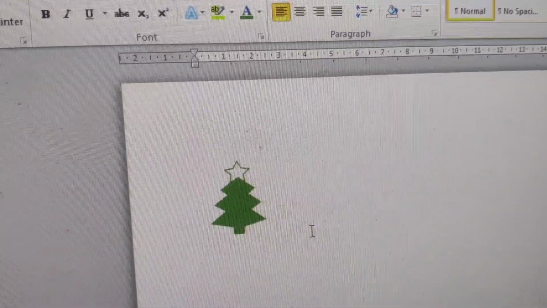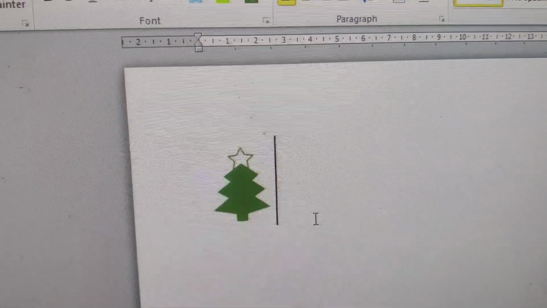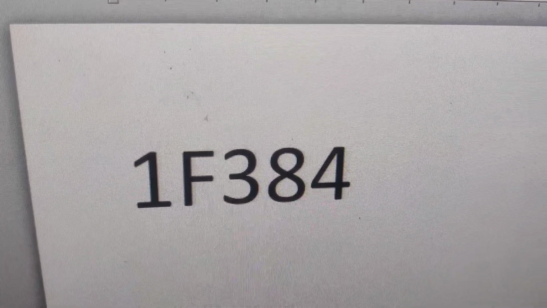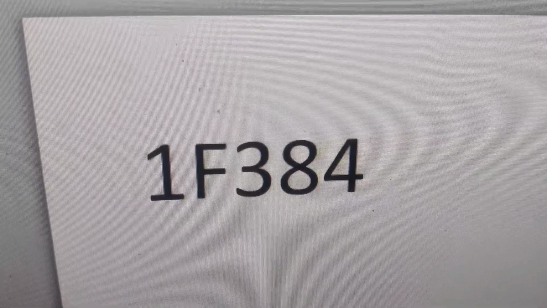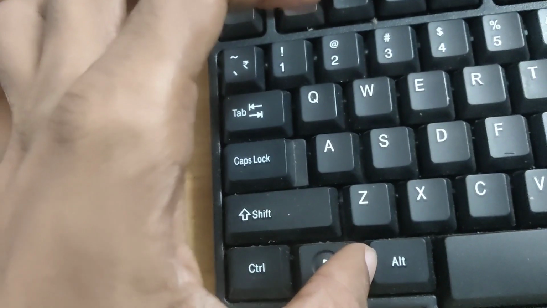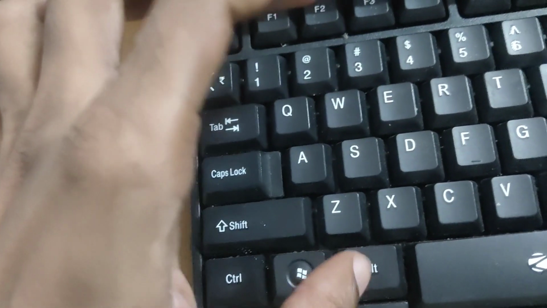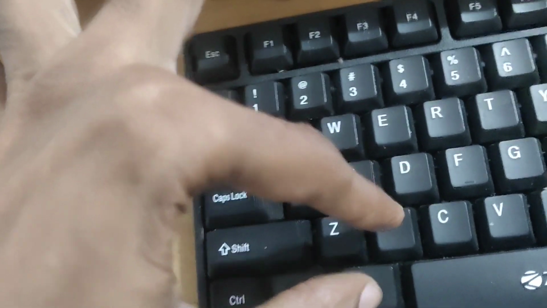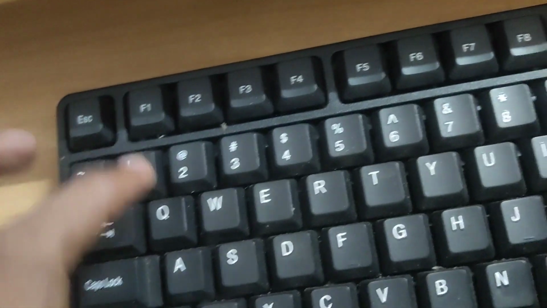open the Microsoft Word, MS Office Word document, and after that you must type 1F384. You must type like this, 1F384. Okay, this is the Alt key and this is the S key. You must press these two keys at the same time, then you will get okay.